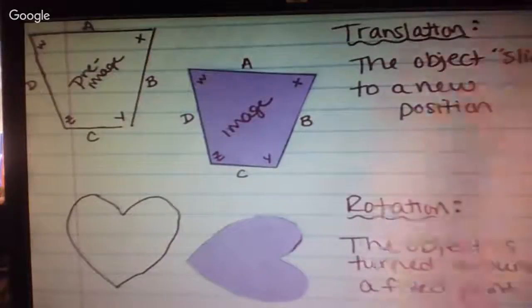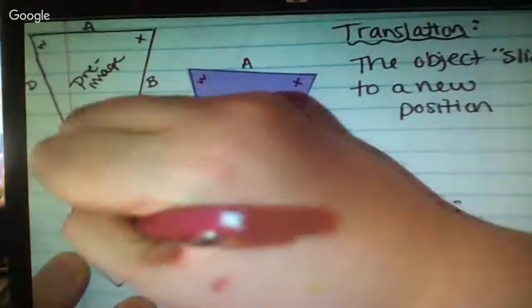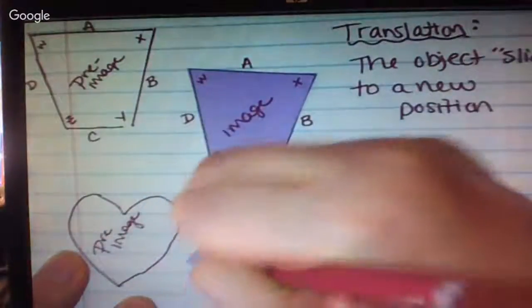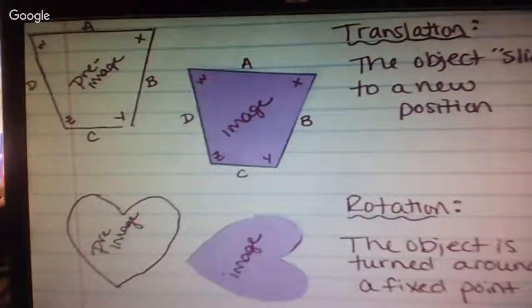Okay, this is again your pre-image, and this is your image. We don't really have side lengths and angles because this is a heart, but the same thing happens with rotation. Your side lengths stay the same, your angles stay the same. That's it for page 19.